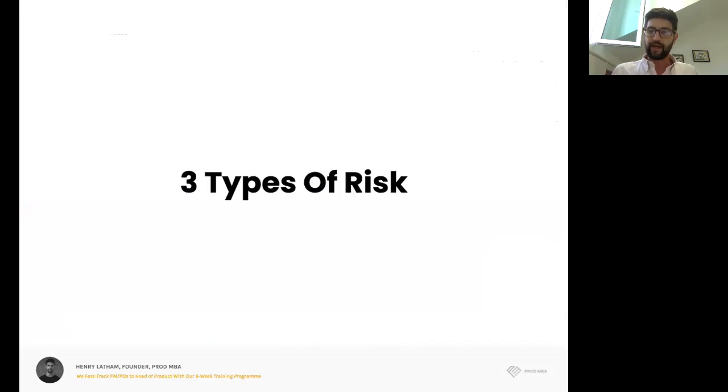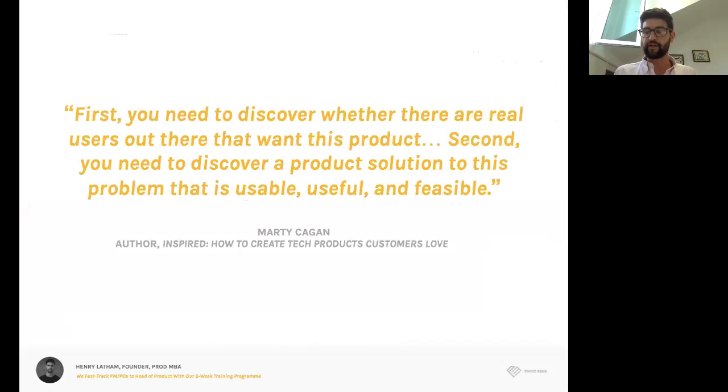When managing product, we need to remember that our role is not to reinvent the wheel. It is instead to mitigate risk. And this is really what lies at the heart of great product management. As Marty Cagan, the godfather of product management, states, quote, "First, you need to discover whether there are real users out there that want this product. Second, you need to discover a product solution to this problem that is usable, useful, and feasible."